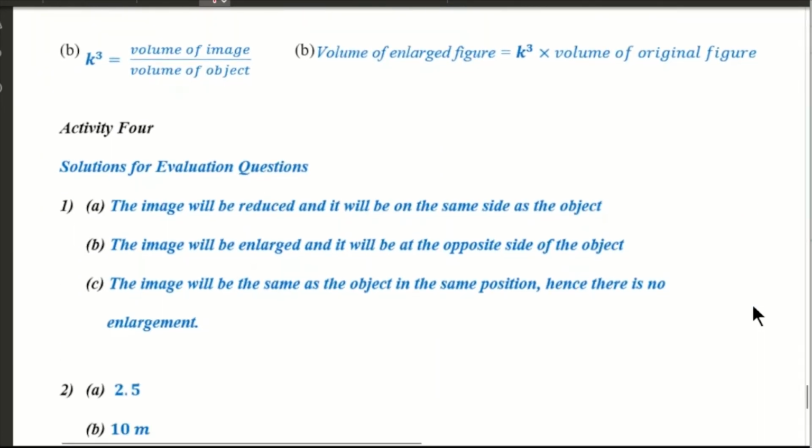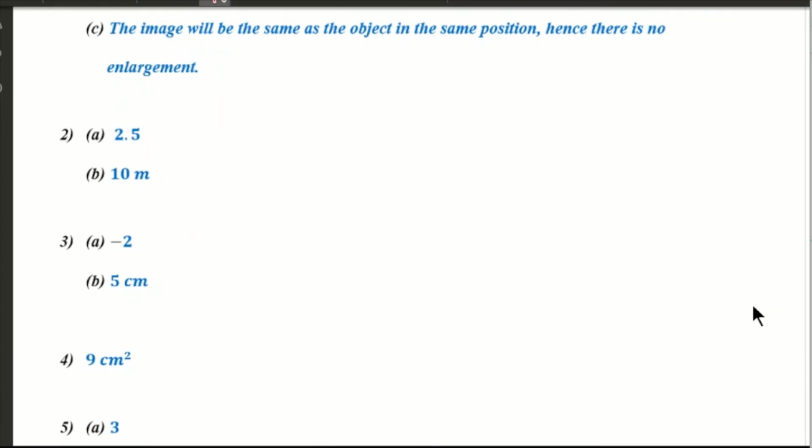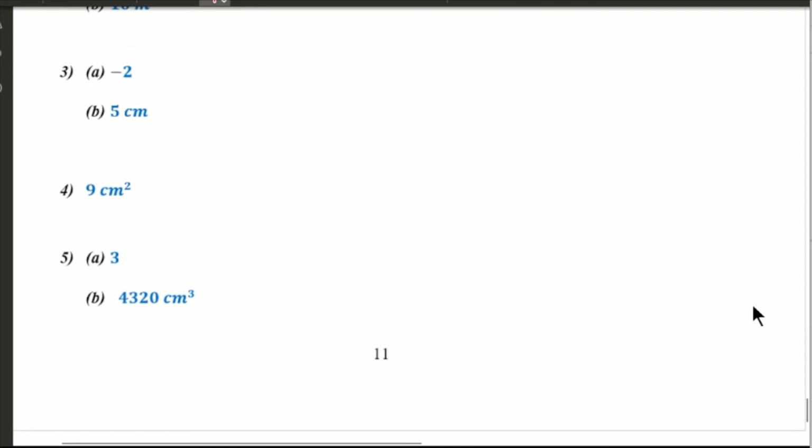And for activity 4, these are the answers for question 1, question 2, question 3, 4, and 5.